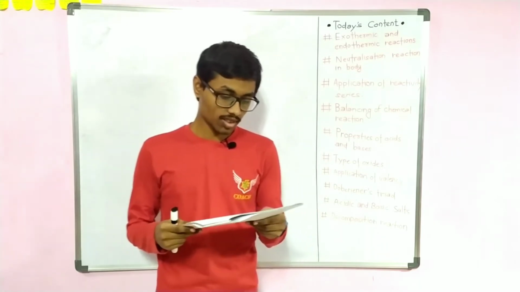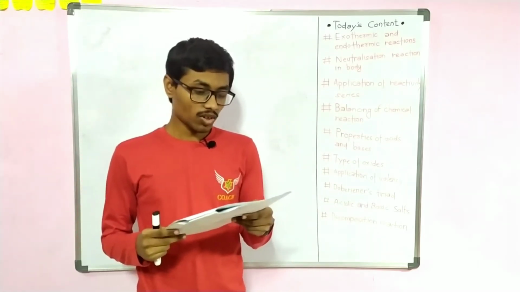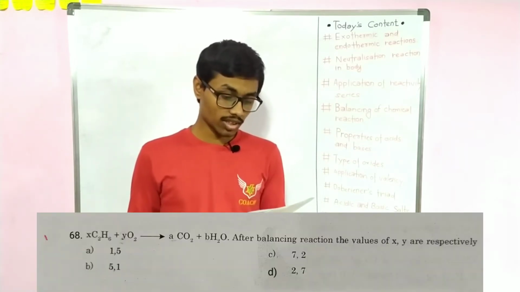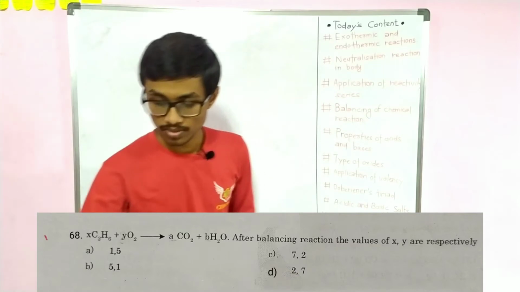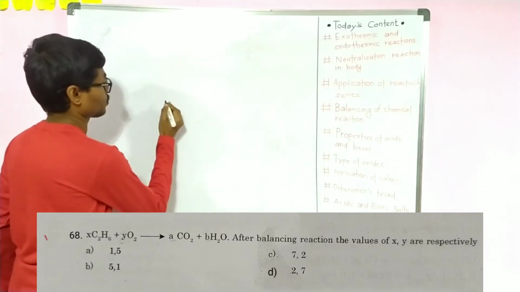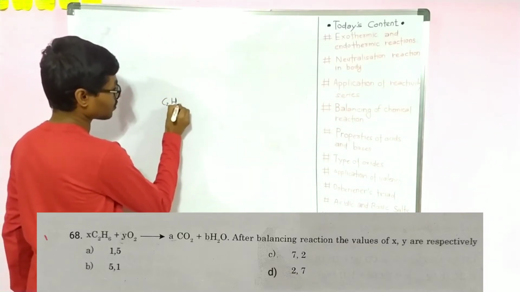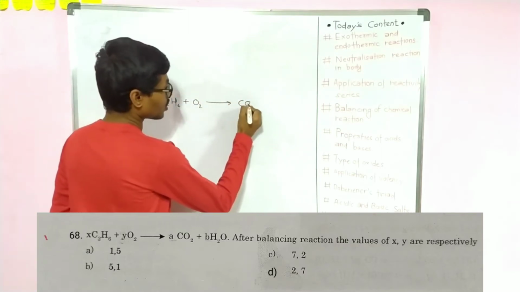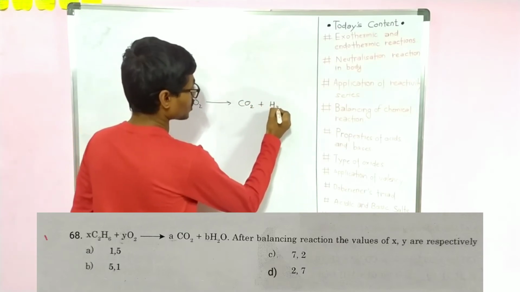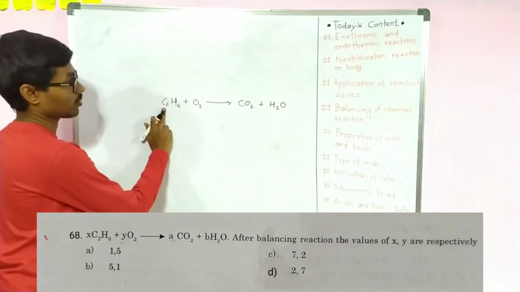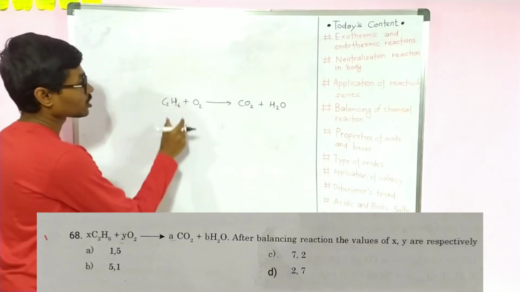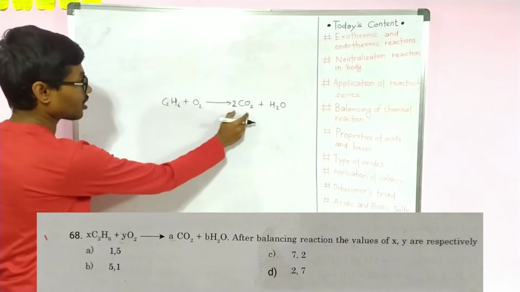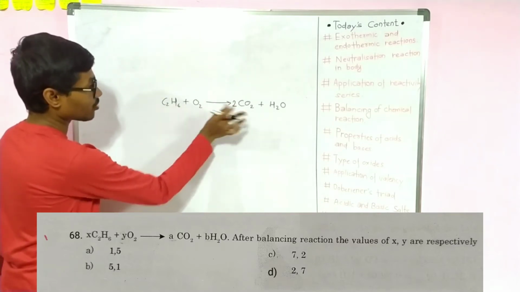Now the next question is balancing of a combustion reaction. They have combusted ethane in the presence of oxygen and CO2 and H2O are formed. Now C2H6 plus O2 gives CO2 plus H2O. Here are 2 carbons and here is only 1 carbon. So let us balance this by multiplying by 2. Now when we multiply by 2, carbon is balanced.